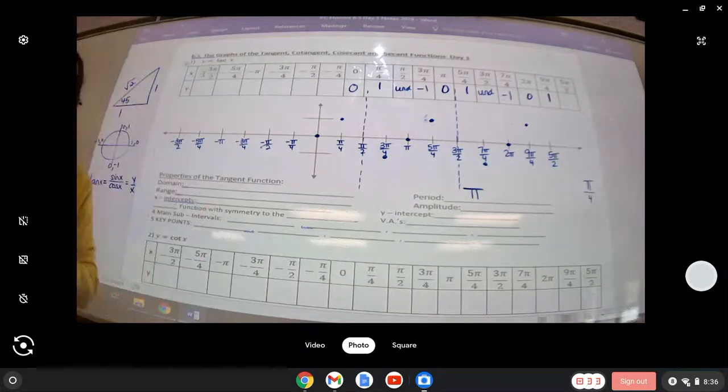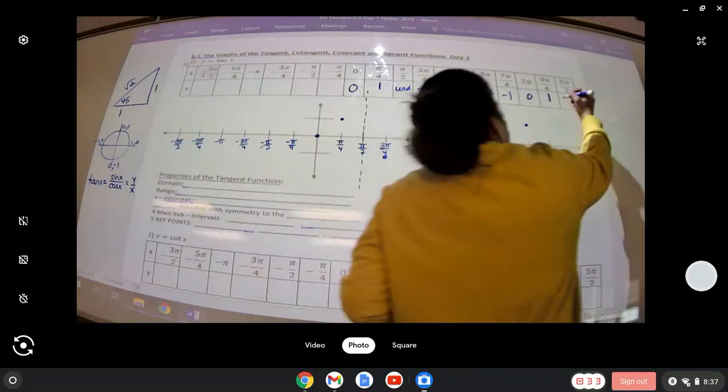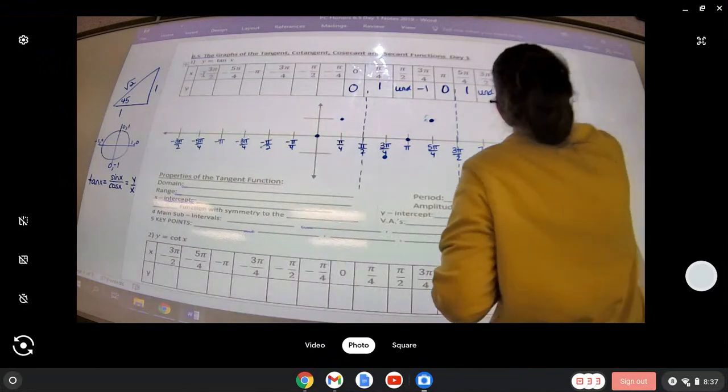All right, 5 pi over 2, guys, that's your fifth 90-degree angle. 1, 2, 3, 4, 5. You're back where pi over 2 was. So you throw a y over an x, it's undefined. That's another angle that's not in its domain.